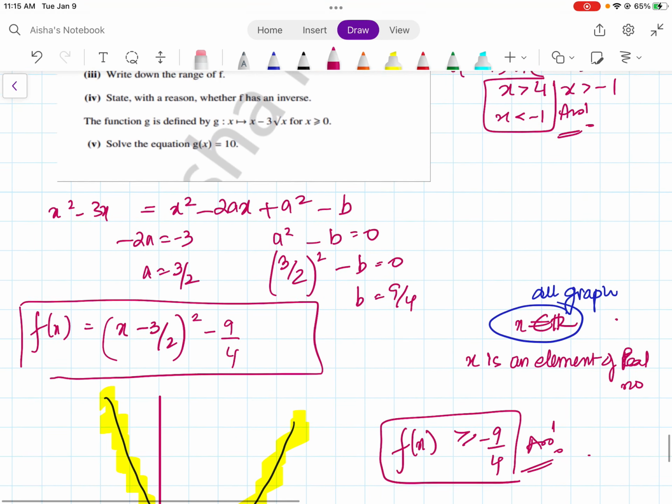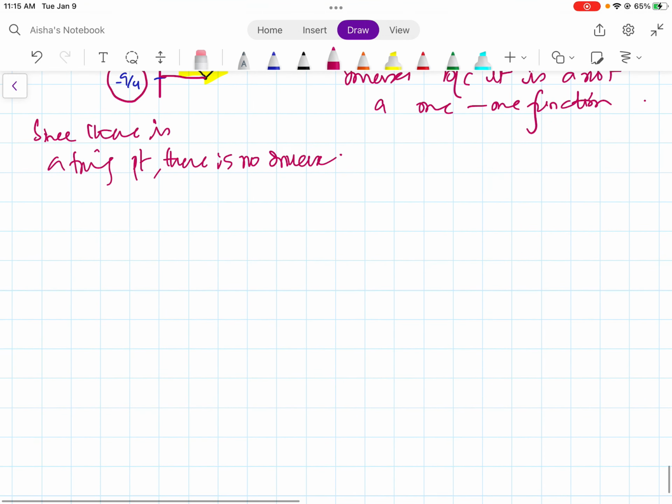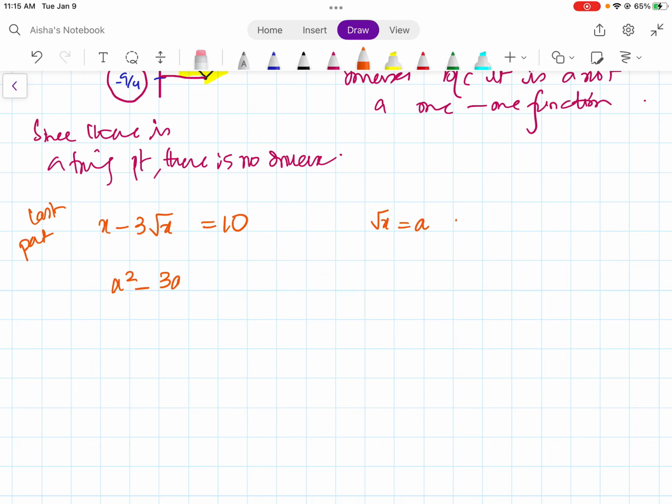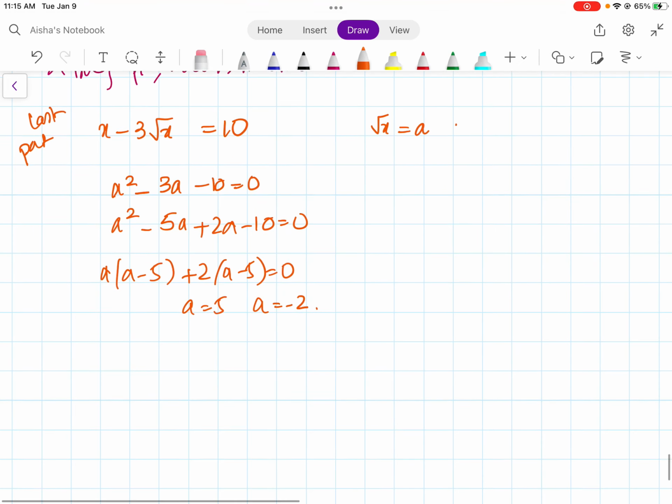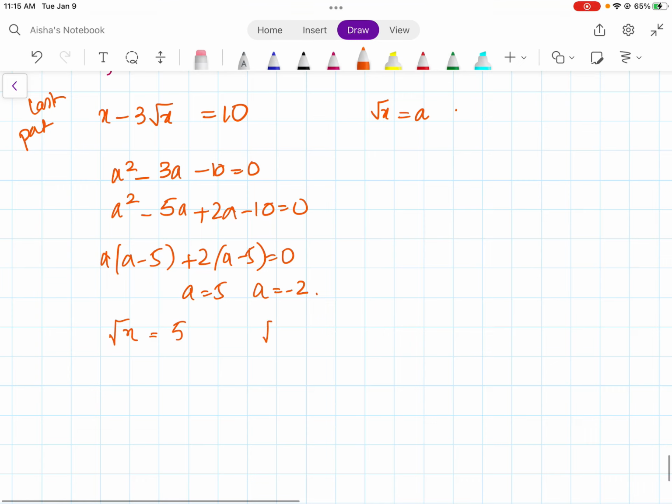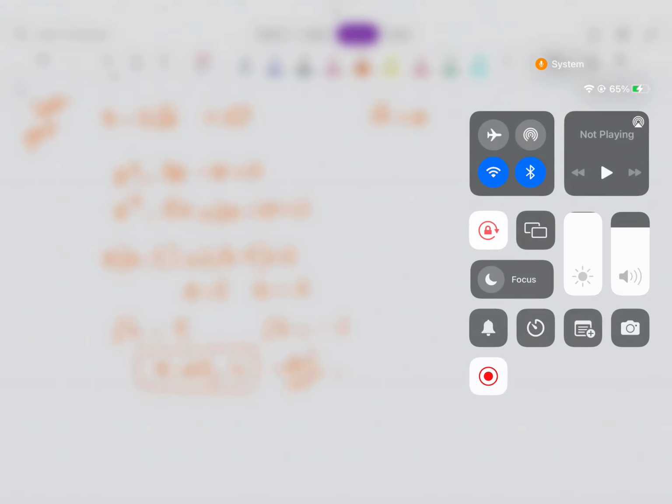Last part, the function g is this. Solve the equation g of x is equals to 10. X minus 3 under root x equals to 10. This is the last part. This is like a disguise equation. Under root x is equals to a. Five equals to under root x. Okay, that's about it.